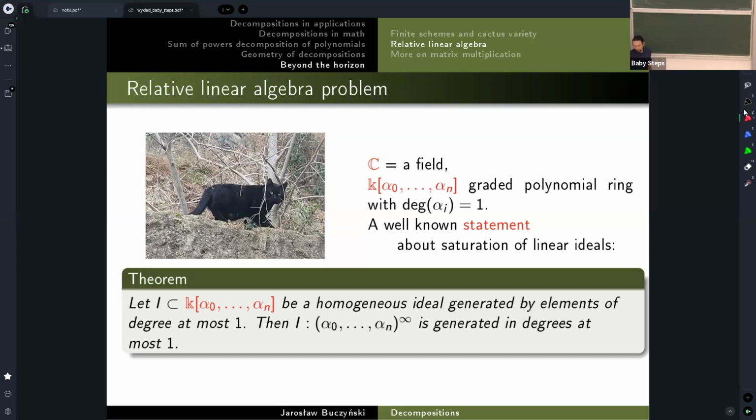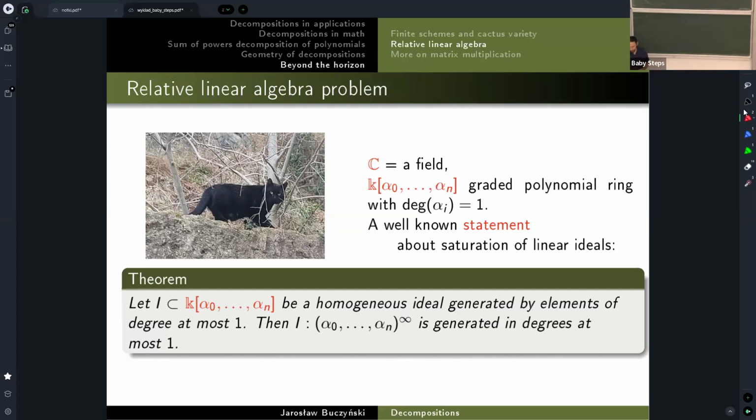If I rephrase it a little bit, it just says that the same colon ideal is generated in degrees at most 1. So this is a theorem that's not difficult to prove. In terms of algebraic geometry, it tells you that the ideal of a linear subspace in projective space is generated by linear equations, roughly. Right? I mean, it's nothing very fancy.